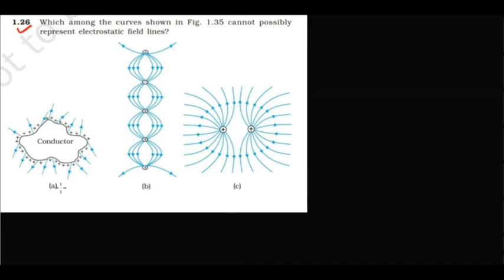So look at the first diagram here. We have a conductor of any random shape, and this conductor is given positive charges, and these blue color arrow marks represent electric field lines. So we have to check whether these electric field lines are correct or not. So students, we know that electric field lines are always perpendicular to the surface of a conductor.